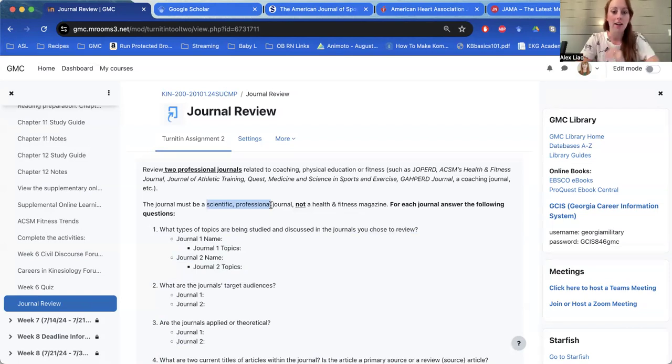So our instructions here have different examples that you can look at to get you started. I personally have Medicine and Science in Sports and Exercise. This is a journal that is produced by the American College of Sports Medicine, which is my credentialing governing body. And so I get their physical copies, and I have one of their examples if you are like me and you're a visual learner. So this is what one of the journals looks like.